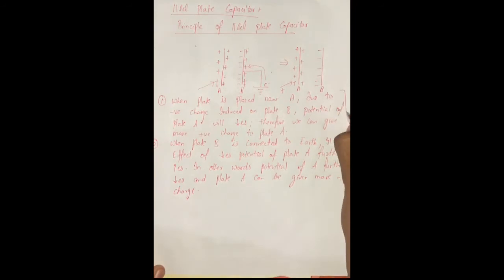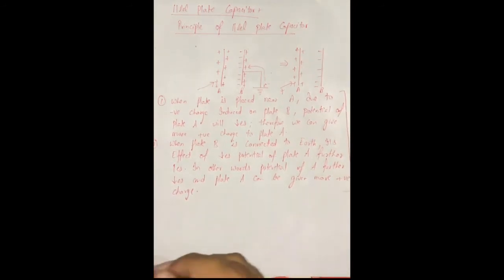So these two steps form the principle of a parallel plate capacitor, that how bringing a plate B can make plate A attain more and more charge. Therefore, the capacity of storing the charge increases by this process. This is the basic principle that is working behind a parallel plate capacitor. Further, we will be studying the capacity of this parallel plate capacitor. We will be deriving its expression.